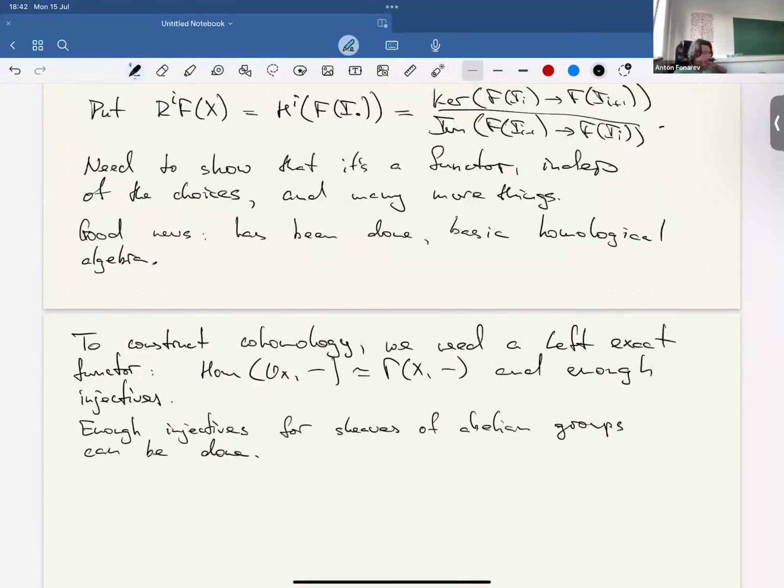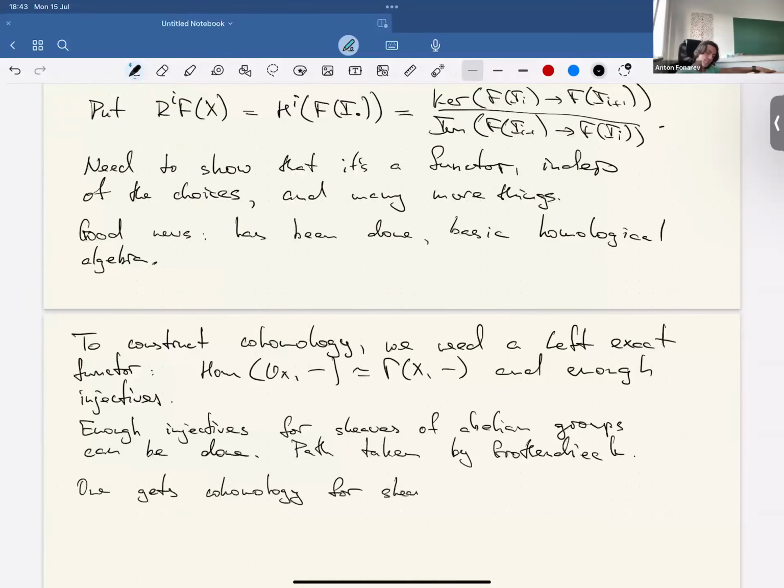And this is the path taken by Grothendieck. He used these sheaves of abelian groups. He used this general machinery to construct cohomology for sheaves of abelian groups. And then if one wants to study cohomology of vector bundles or cohomology of quasi-coherent sheaves, then one just restricts attention to these.